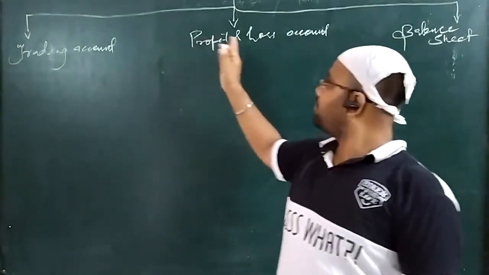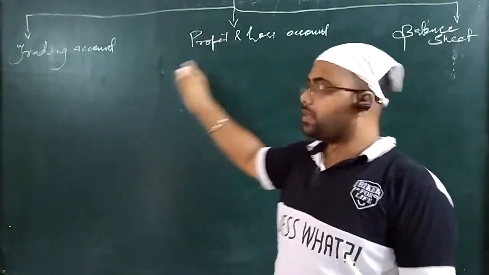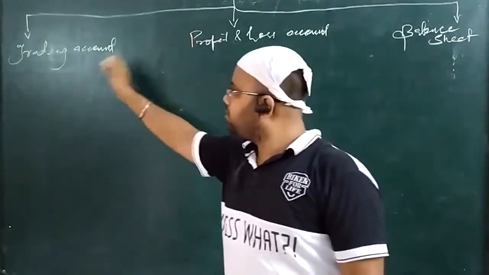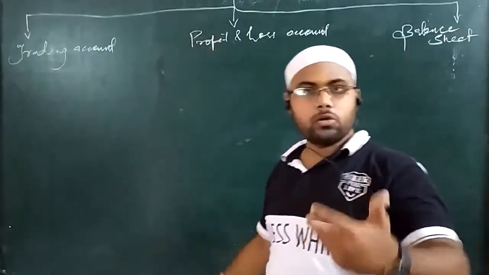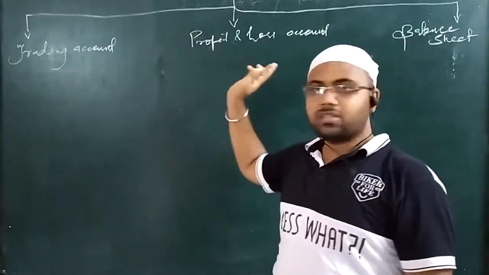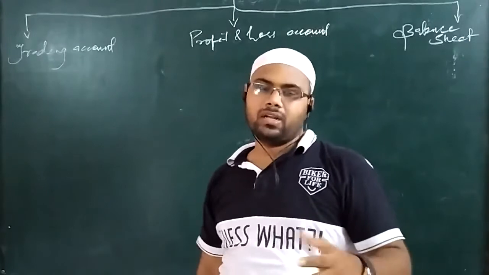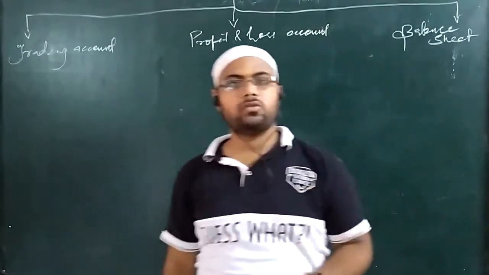So trading account and profit and loss account combined are called the income statement. Balance sheet is itself called a position statement. If you prepare trading account and profit and loss account individually, that is also okay. If you prepare them in combination, as I have done in the last 2 videos, that is also advisable because less time is consumed and less space is also consumed.